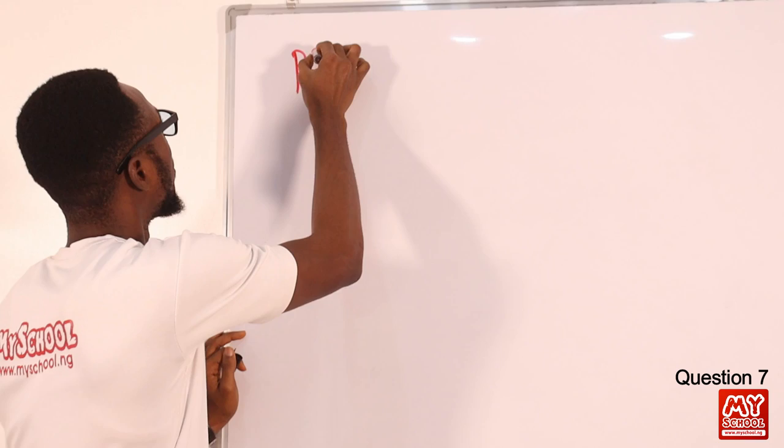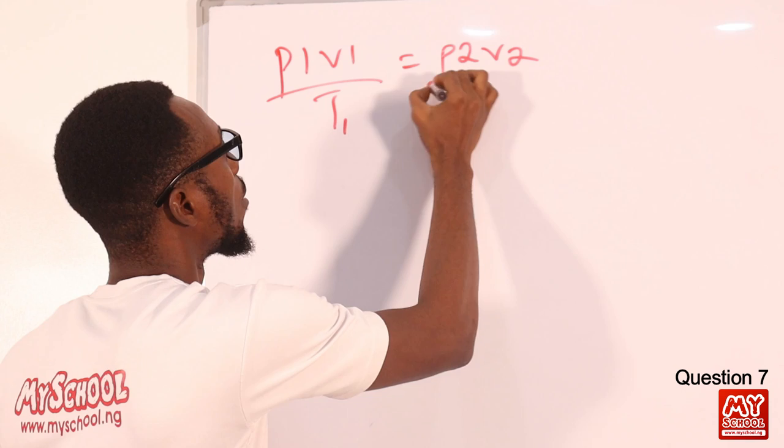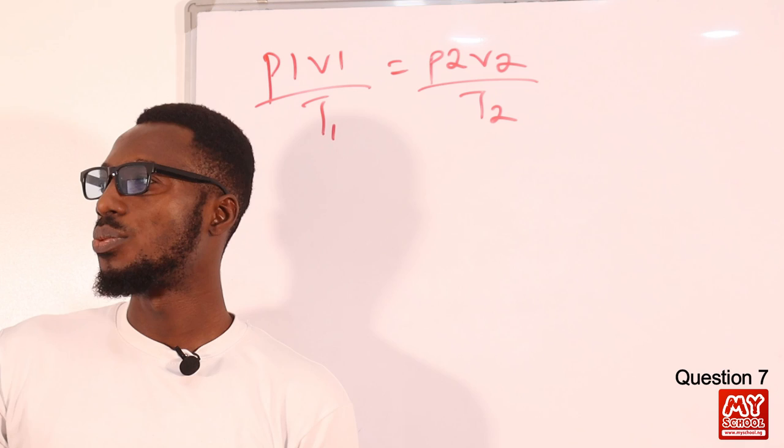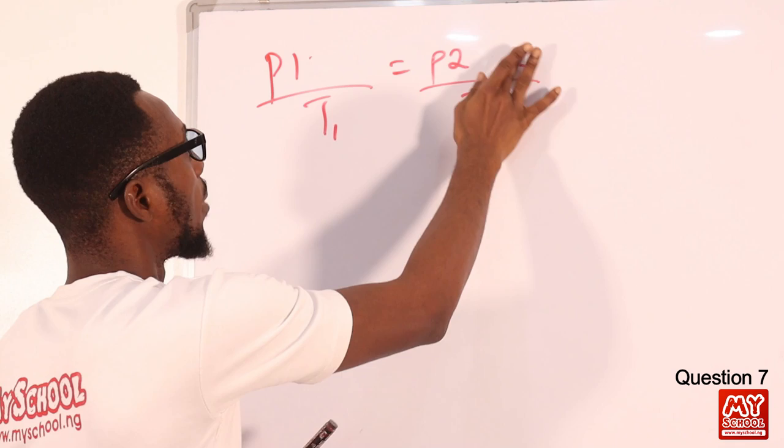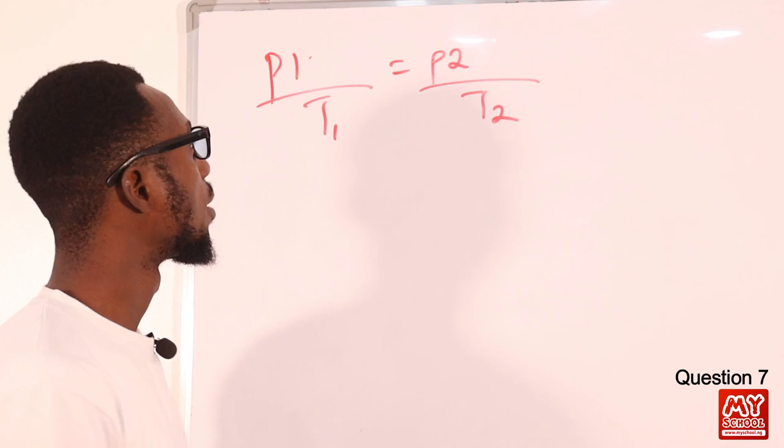P1 V1 over T1 equals P2 V2 over T2. But here we are told that the volume remains constant, so volume is gone. I'm left with pressure against temperature. At this point we are given the pressure P1 as 80.